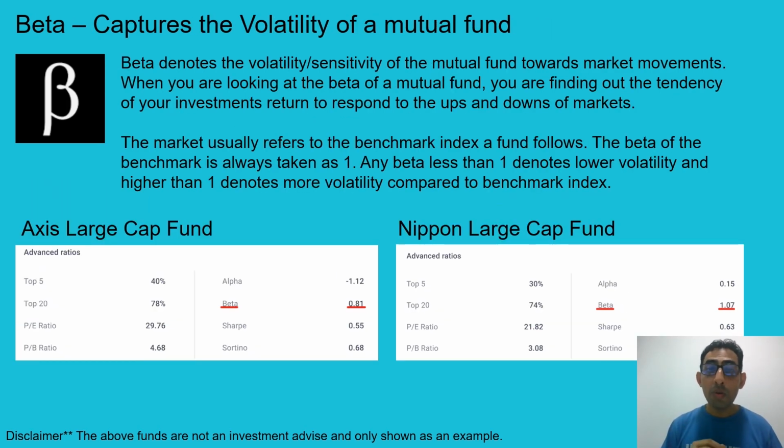Next is beta. Beta helps us to check the volatility of a mutual fund. Any mutual fund having a beta less than 1 is a low volatile mutual fund, whereas a mutual fund which has a beta of more than 1 is termed as a volatile mutual fund. So as you can see, Axis Large Cap has a beta of 0.81, which means it's less volatile than Nippon Large Cap, which has a beta of 1.07.